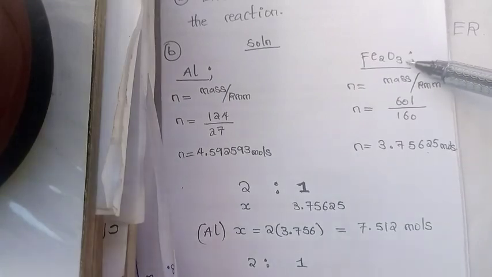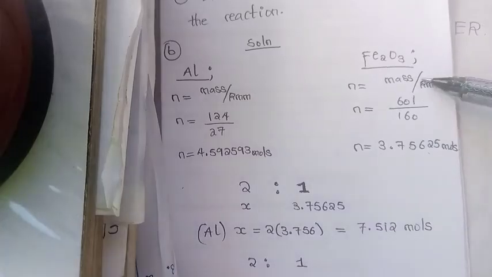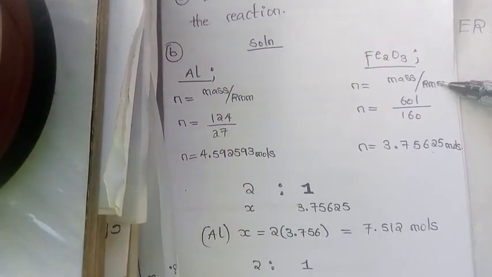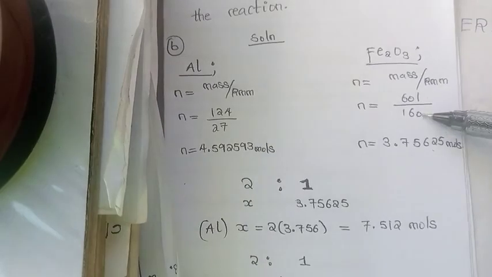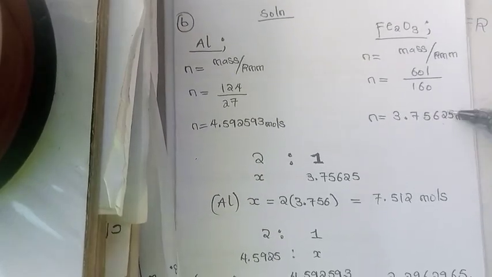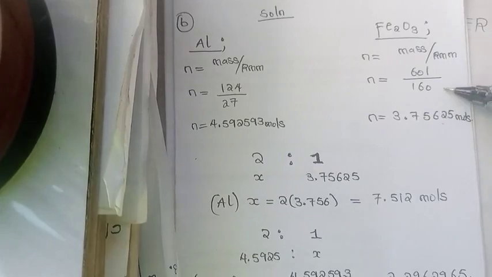For iron oxide, it is also mass over relative molecular mass. So the mass of iron oxide that was given was 601, divided by the relative molecular mass, and it gave me this. Now, how do I find the limiting reactant?